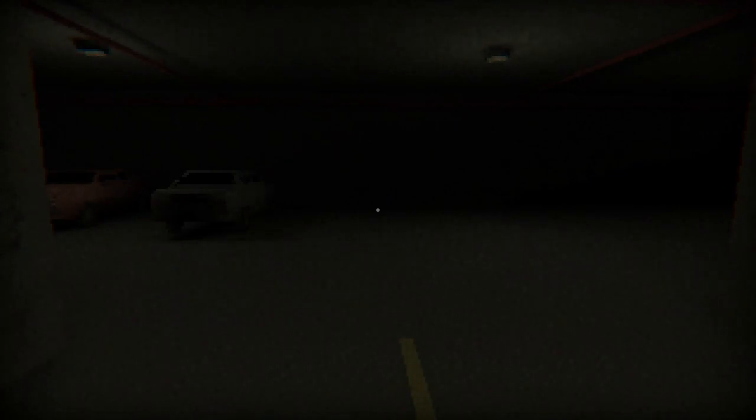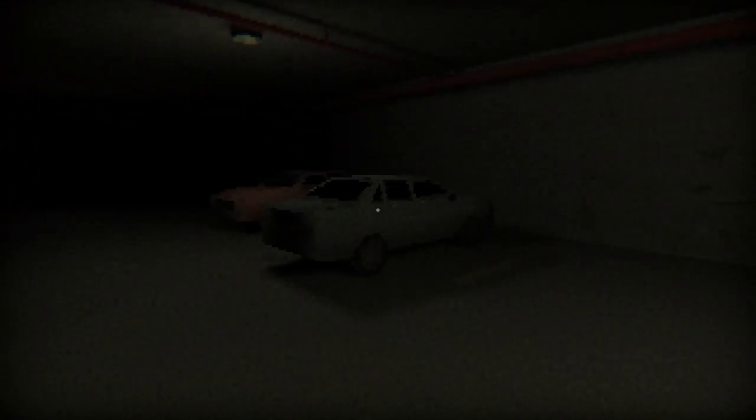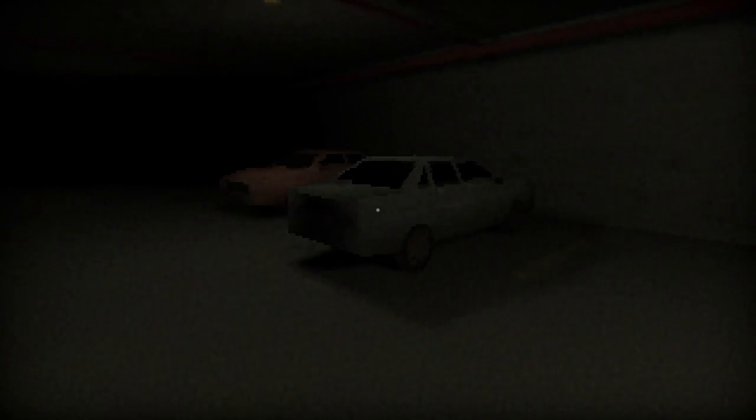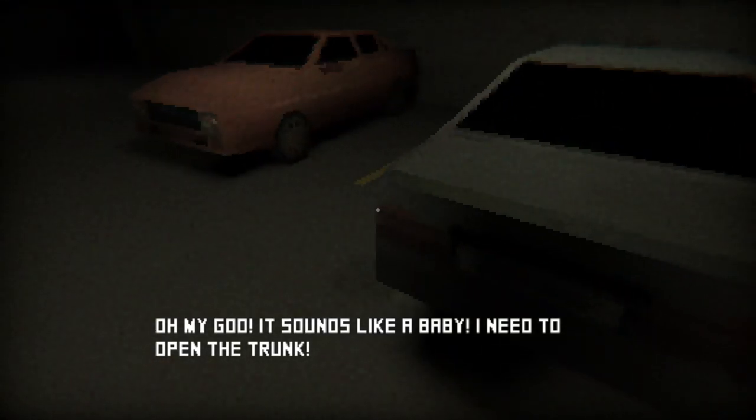Oh, we have creepy babies. Oh, why? Why? Oh, my God. Can you hear her say, Mama? Mama? It's coming from this car. Oh, God. This is a baby. I need to open the trunk. Dude, there's a reason that baby's in the trunk.